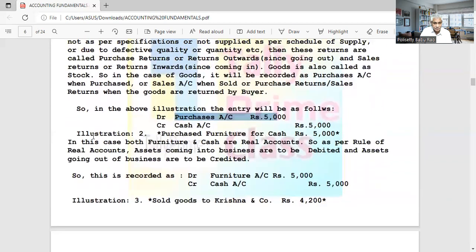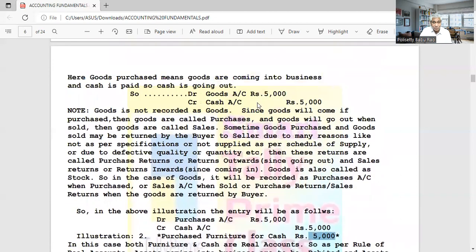Similarly, here, illustration number 2. Purchased furniture for cash 5,000 rupees. In this case, you might think that since we purchased furniture, we write it as purchases account. No. You write purchases, sales, purchase returns, sales returns only for goods. These are different names for goods only.